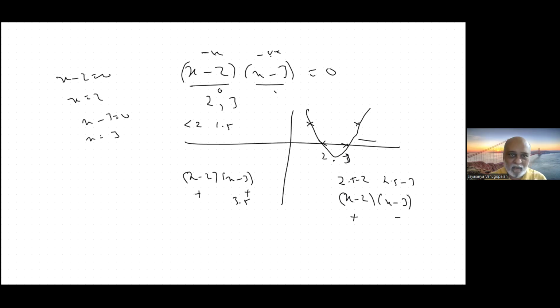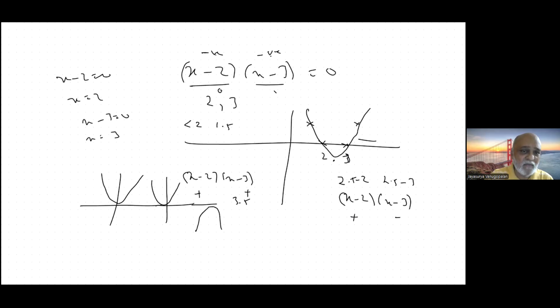And the roots, when they are real, will be on the x-axis. If the roots are equal, they'll be touching the x-axis like this. If A is negative, it could touch here as an inverse U. A positive means it will be an upward facing U when both the roots are equal.